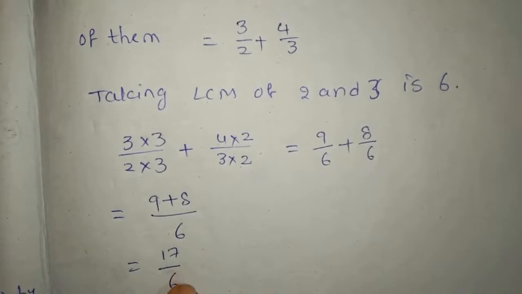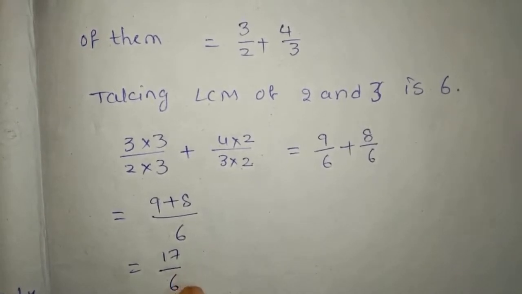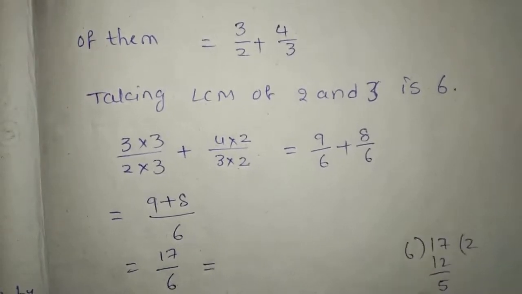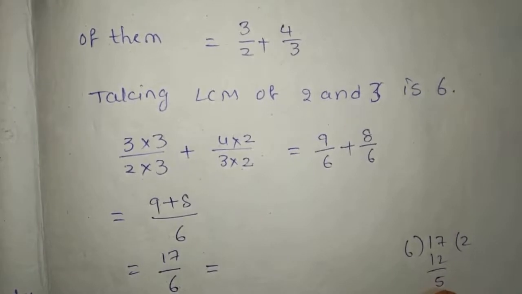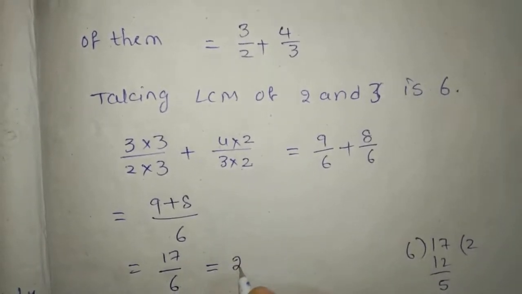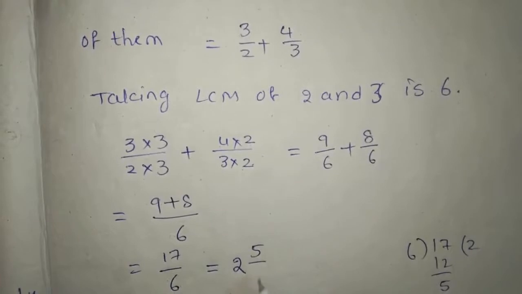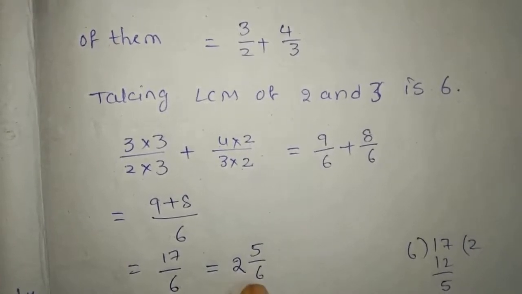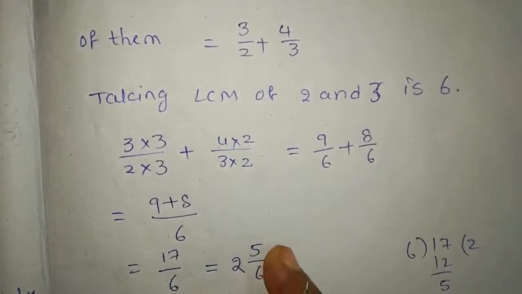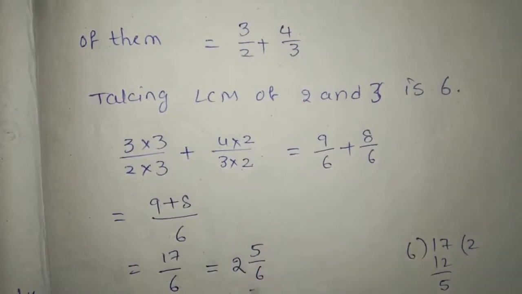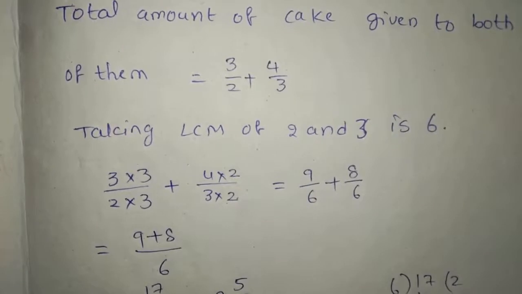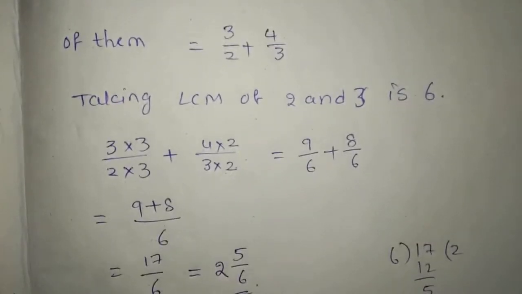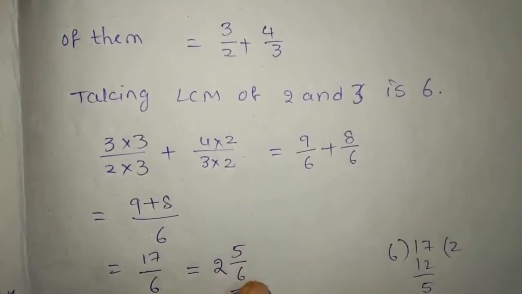This is an improper fraction. This we change into a mixed fraction. That is equal to 6 2s are 12, remainder is 5. So 2 remainder 5 by divisor 6. 6 2s are 12, 12 plus 5 is 17 by 6. Okay. Now the total amount of cake given to both Nazma and Naina is 2 5 by 6.